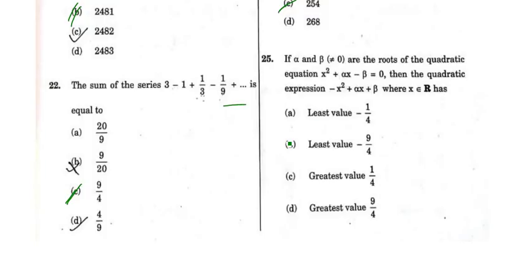25, if alpha and beta not equal to 0 are the roots of the quadratic equation x square plus alpha x minus beta equal to 0, then quadratic expression x square plus alpha x plus beta, where x is a subset of R, has. So the right answer should be D. So greatest value 9/4. Okay.